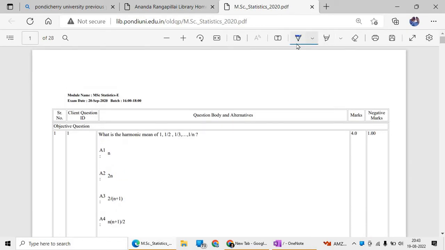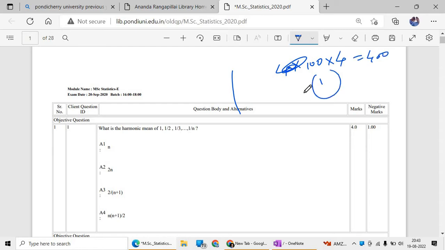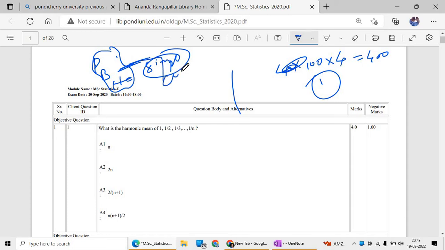So now we discuss the answers. See the question number 1. Actually the pattern is 100 questions. Each question carries 4 marks, that is 400 marks. Negative marking is 1 mark for each question. The questions are simple, just logic based questions only. So if you practice more of these questions from Pondicherry, Benares, Hyderabad, these universities, then it will be easy for the CUET entrance exam.